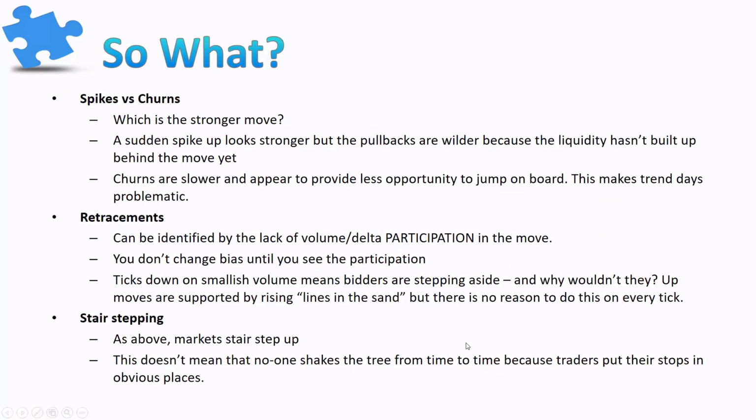Okay, well, so what? This is all theory so far. How do you actually turn this into something you can put into action? And what even is the benefit of understanding this liquidity consumption model? So let's think about the implications of what we've gone through so far in terms of things that we regularly see in the market. The first one's spikes and churns, or rapid moves up versus slow grinding moves up.